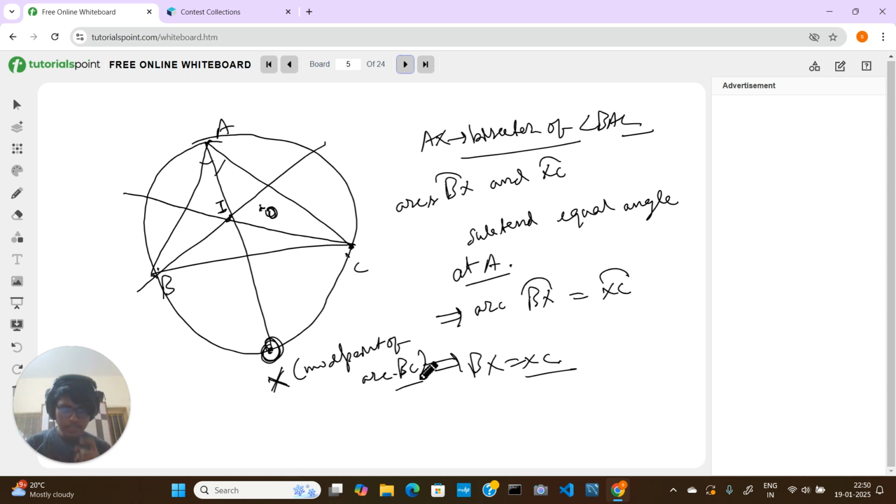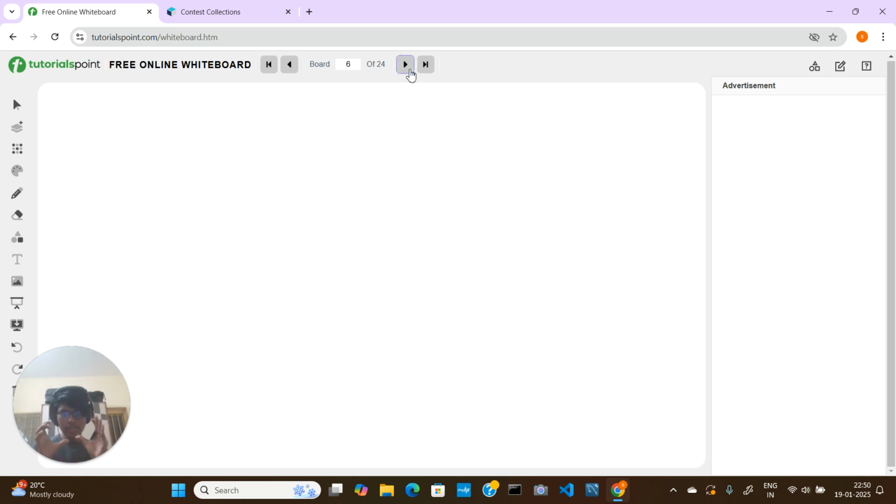And one nice thing that we know is we have this information that BX is equal to XC. We are just exploring the diagram. BX is equal to XC. This is an isosceles triangle. And do you know something nice in an isosceles triangle about angle bisectors?